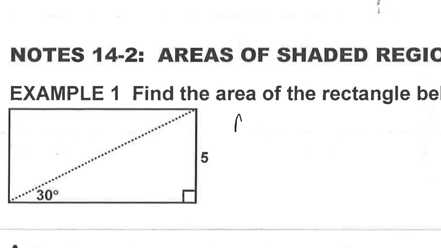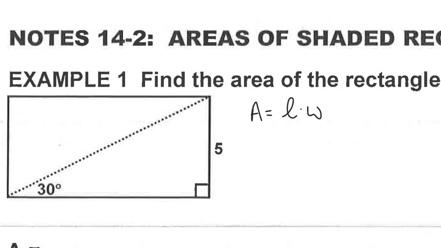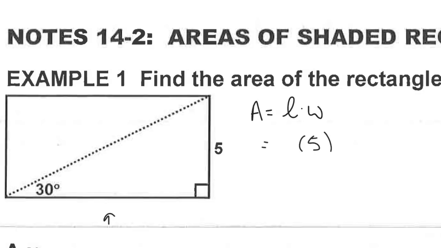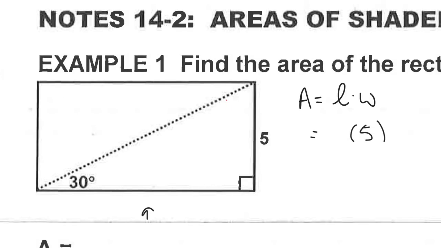We're just finding area, which is length times width, base times height, whatever you want to say. We know one of them is 5, so I'm going to go ahead and write that over here. But we don't know this side right here. But I do know that we have a 30, 60, 90. Across from the 30 is the x, and across from the 60 is the x square roots of 3. So since x appears to be 5, the length is 5 square roots of 3. So I'm going to write that in here.